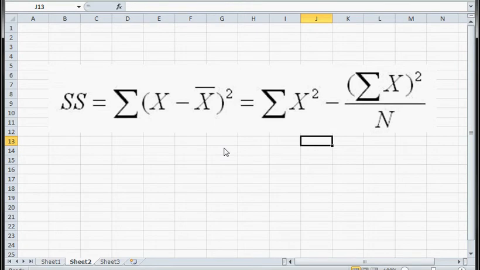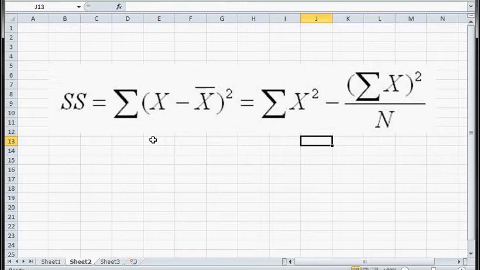Hello everybody. In this video we're going to look at how we can calculate the sum of the square deviation scores, or the SS value, from a frequency table. Now in front of us we have the formula for SS. SS actually has two different formulas. Both of them use the same numbers, but they approach it in a different way.